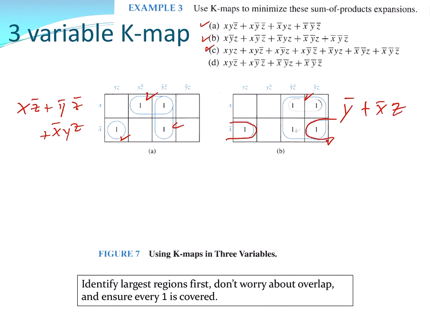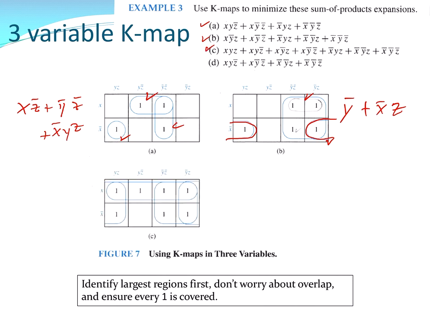Let's look at part C. In this case, we've got 3 groupings of size 4. For the elongated one at the top, the variable that doesn't change is x. For this one over here on the right, this grouping of size 4, what doesn't change? Well, it's y bar. And then there's this final grouping of size 4 that's a wraparound type grouping. What doesn't change on it? Well, it's z.